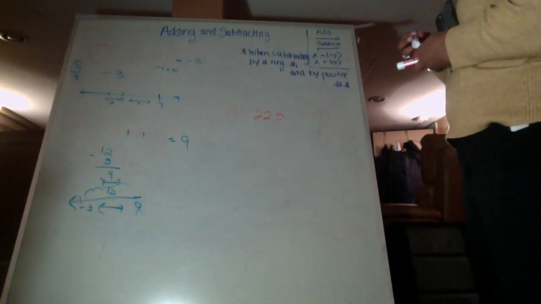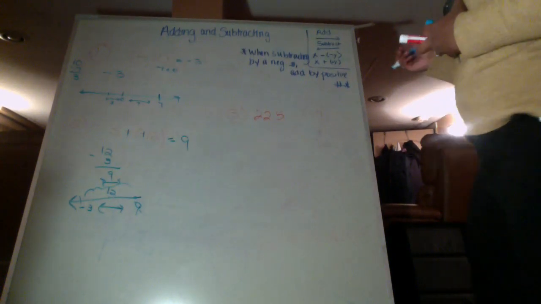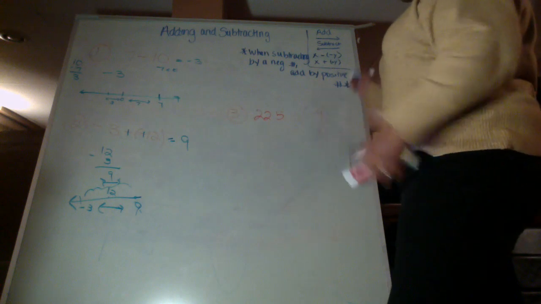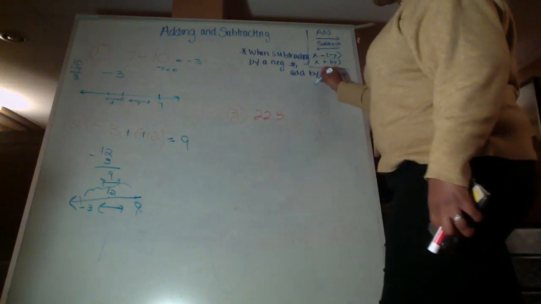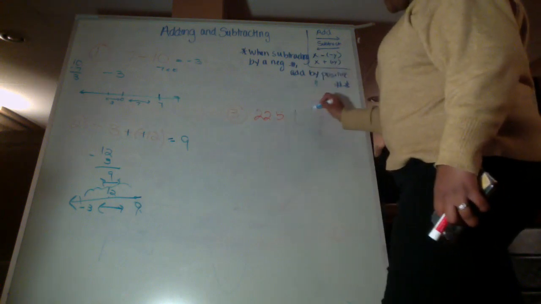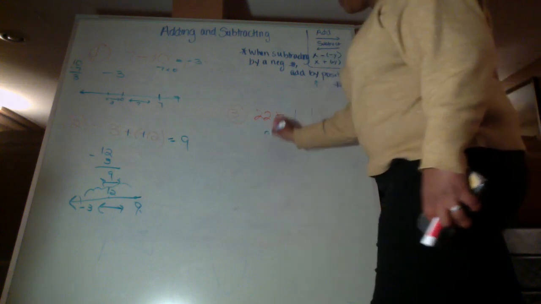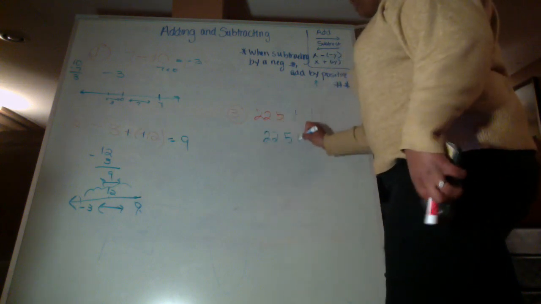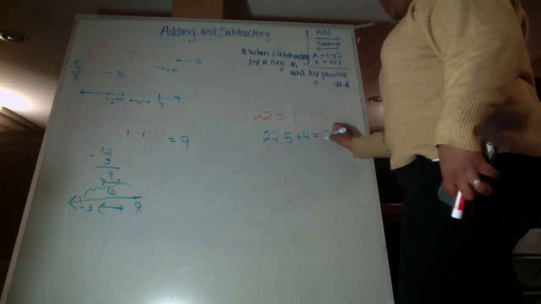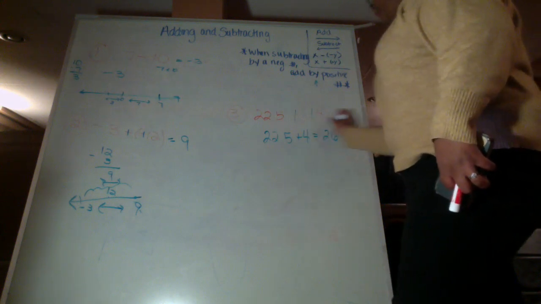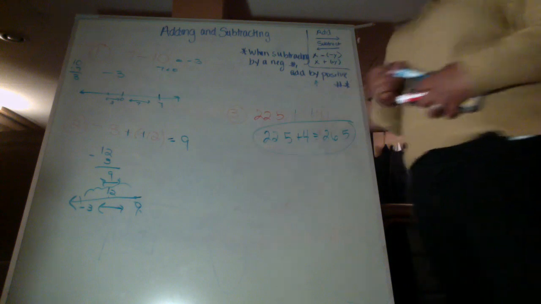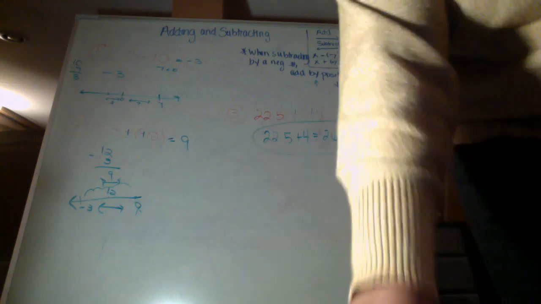Okay, next up is number 3, which is 22.5 minus negative 4. Same thing, we're using our special rule. We're adding it. So now you just have 22.5 plus 4, which is equal to 26.5. Let me know if that makes sense.